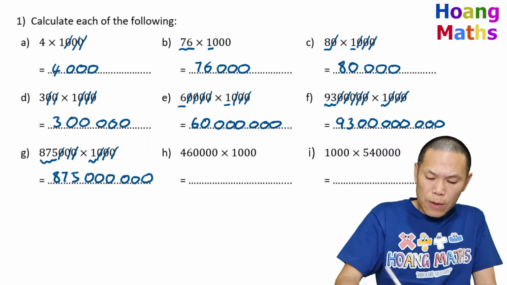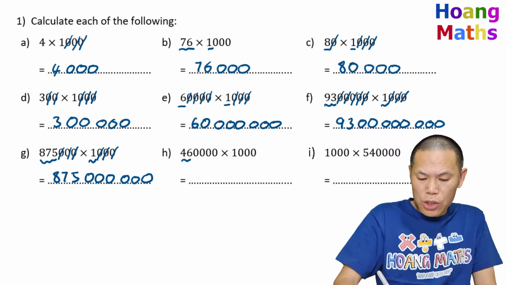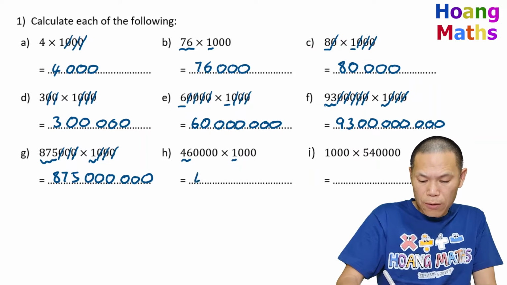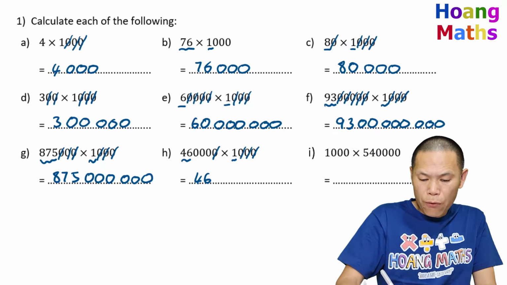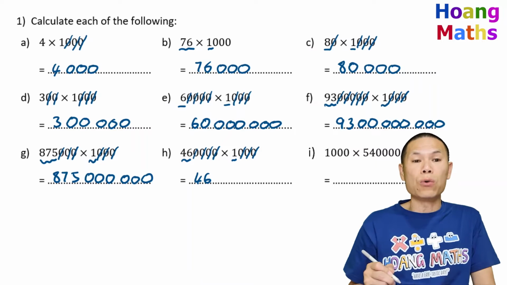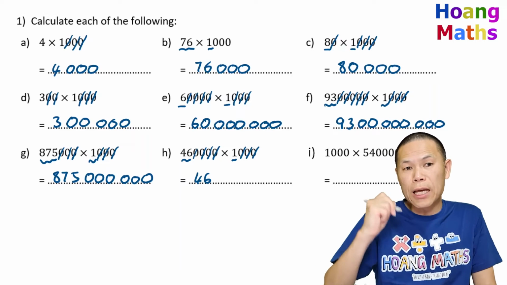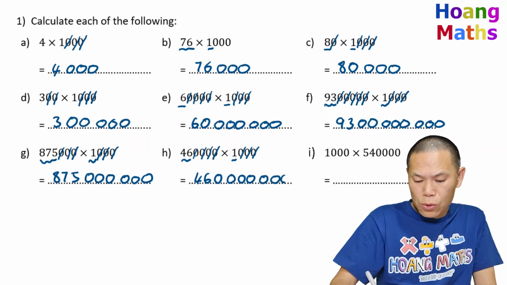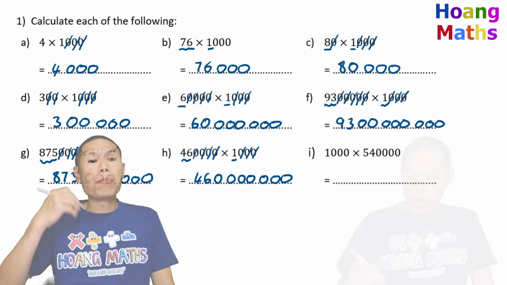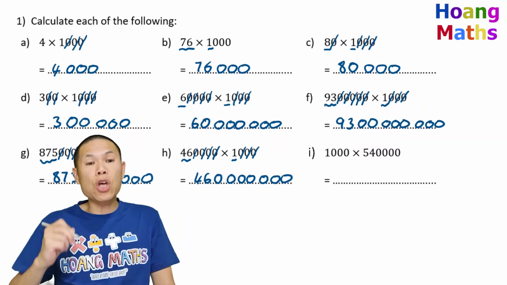So now the next one. We have 46, we times 1, so that is 46. And we have 1, 2, 3, 4, 5, 6, 7 zeros. So we just need to write down 7 zeros after 46. So 7 zeros.